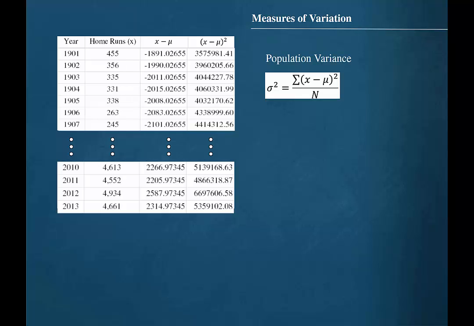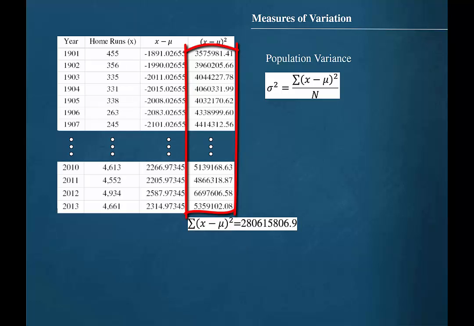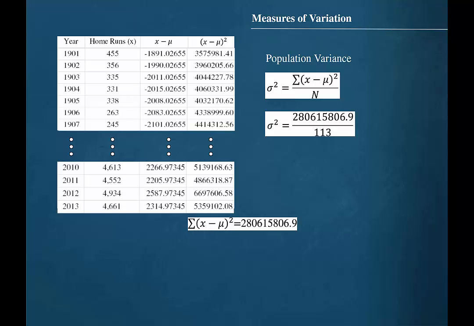The population variance is given the symbol sigma squared. Recall that it is the average of the squared deviations from the mean. So we will need to add up all of the values in the last column. This sum will give us 280,615,806.9. Substituting into the formula, we will have that value divided by 113. 113 is the size of the population.